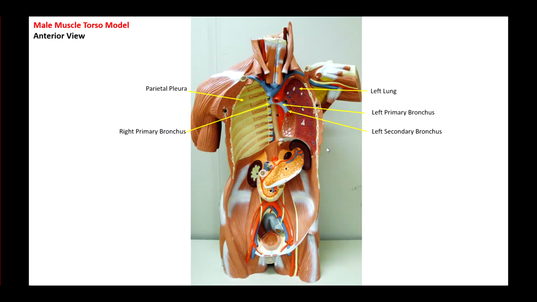This is the large male muscle model. Same thing, you can see the pleura here lining the cavity, so this would be the parietal pleura. We see some of the bronchi. Again, this would be the right primary bronchus, left primary bronchus, and then you can see two of the secondary bronchi. And then we're just showing the left lung over here.